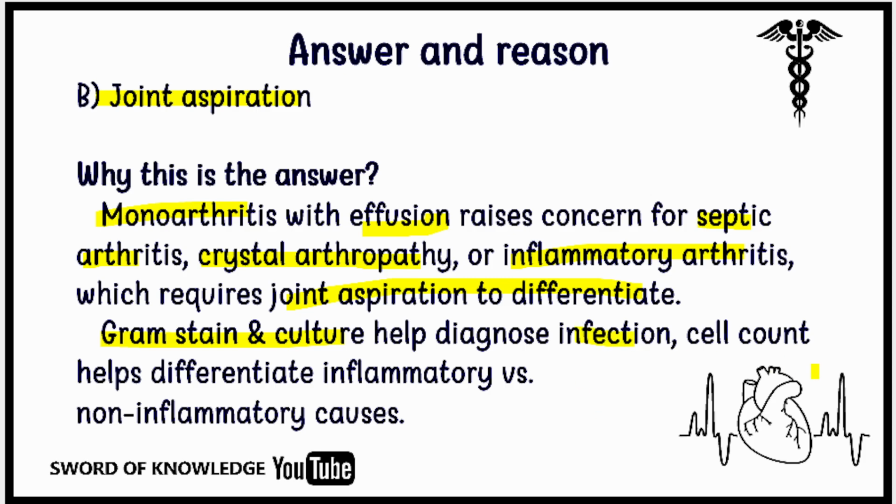And we also have to do a cell count to help differentiate inflammatory and non-inflammatory causes. So this is only possible if we do joint aspiration. Other options are not useful in this regard.